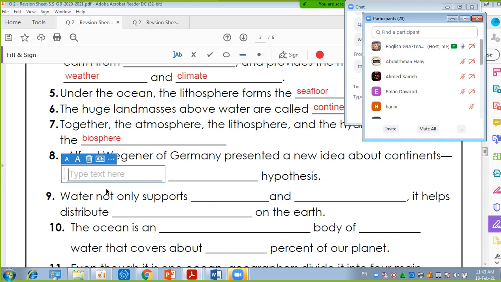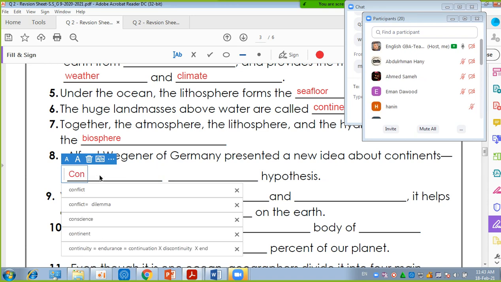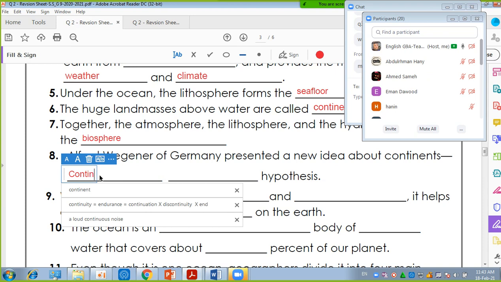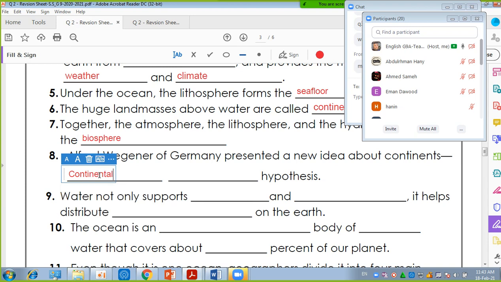We call it the Continental Drift hypothesis. May I, Miss? I said it. Too late. Continental. And then in the next part, we write here drift.